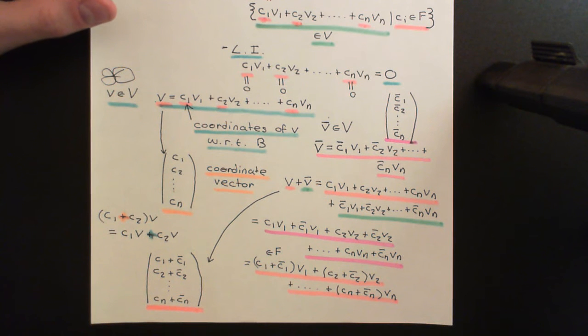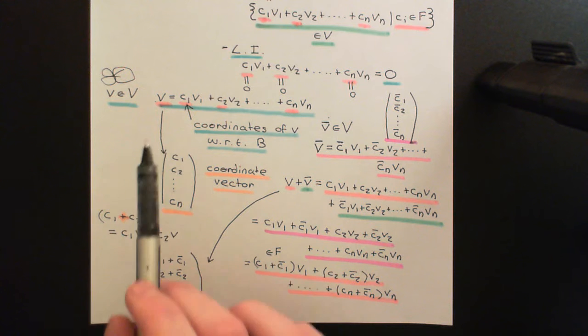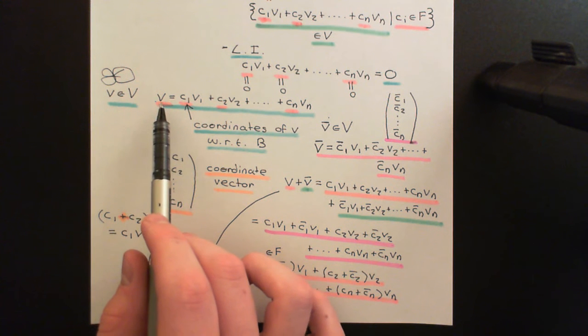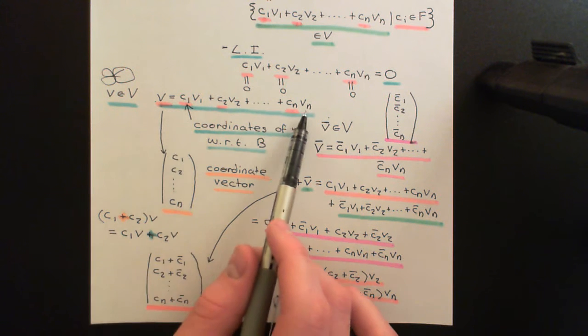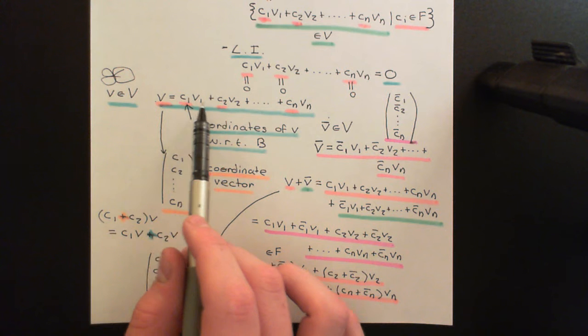Welcome back to this next video in which we are discussing coordinate vectors with respect to a basis. Okay, so in the previous video what we saw is that if you're working in a finite dimensional vector space, what you can do is use a basis of that finite dimensional vector space to write all the vectors of the vector space as a unique linear combination of the basis vectors.